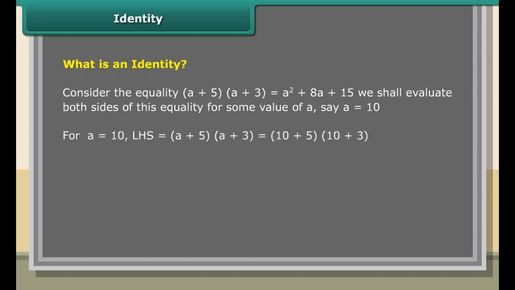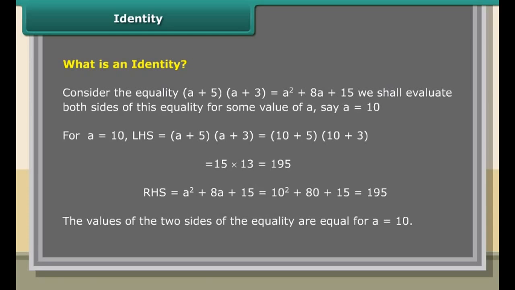For a = 10, LHS = (a + 5)(a + 3) = (10 + 5)(10 + 3), which equals 15 × 13, which is equal to 195. RHS = a² + 8a + 15, which equals 10² + 80 + 15 = 195. The values of the two sides of the equality are equal for a = 10.